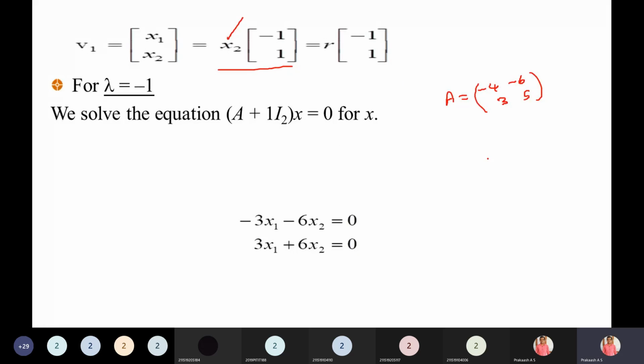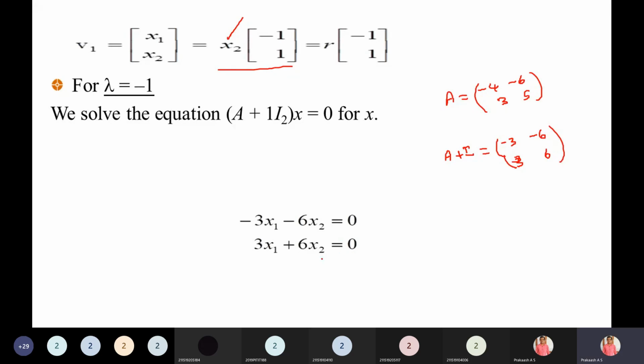So you know that for A minus lambda I, with lambda equal to minus 1, you have to add 1 to the diagonal elements. So A plus I equal to minus 4 plus 1 is minus 3, the rest same, 3 same, and 5 plus 1 is 6. Both rows are the same. If you multiply by minus 1, you will get 3, 6. So the matrix equation is equivalent to one equation.